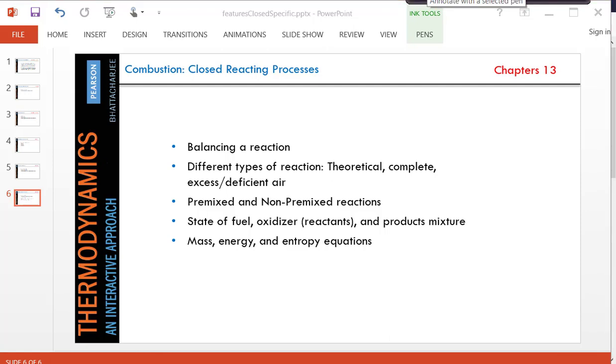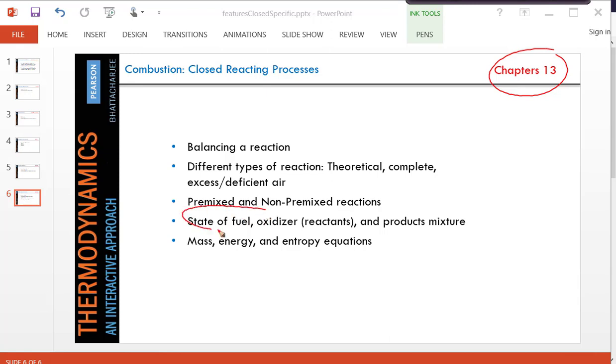Hello and welcome. In this video, we are going to analyze a closed process that involves combustion. Combustion is covered in chapter 13. There you learn balancing a reaction, different types of reaction, theoretical reaction, complete reaction, etc. And some of the important concepts such as premixed and non-premixed reaction, where the fuel and oxidizer are either mixed beforehand or they are not allowed to mix before the reaction.